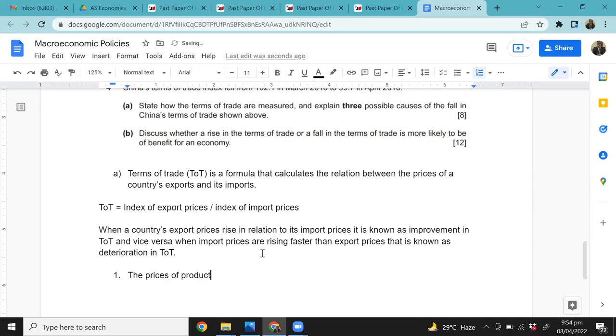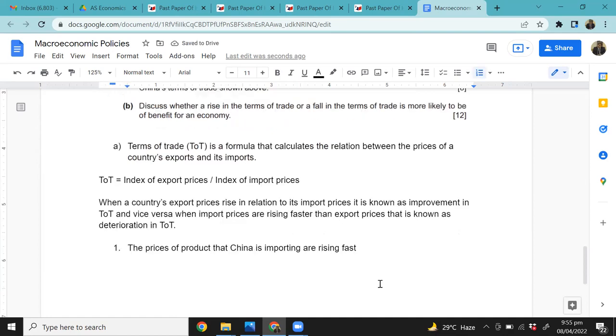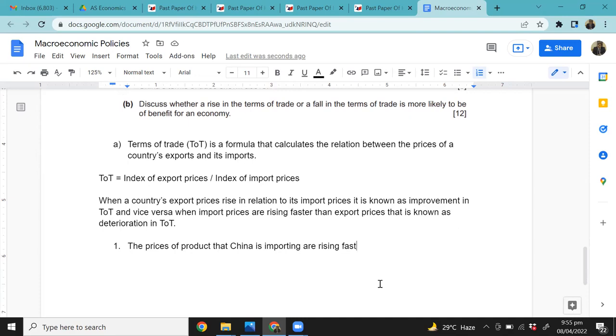The first simple explanation could be that the prices of China's imports are rising fast, right? Now, what could be the reason? Now, you also have to explain. You cannot just identify. You also need to explain, right? Now, if your terms of trade has fallen from 102.1 to 99.7, that means it's a deterioration. What could be a reason? I did tell you. So if the index of import prices is going up, that's one reason why your terms of trade is deteriorating. So that clearly shows that your import prices are rising faster. Now, what could be a reason for that, right?